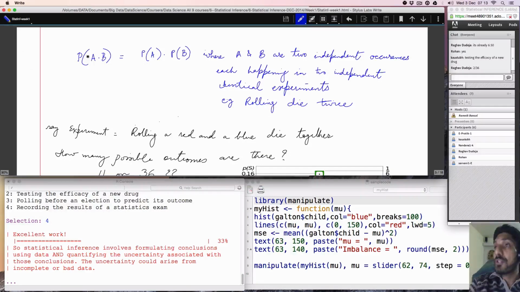Okay, so now I'm saying the probability of events A and B both happening. It can be the probability of A times the probability of B, where A and B are two independent occurrences, each happening in two independent identical experiments. Example, rolling the dice twice, right? If they are independent of each other, then my experiment is rolling the die.